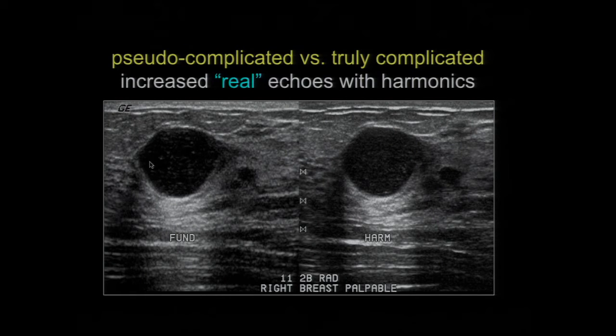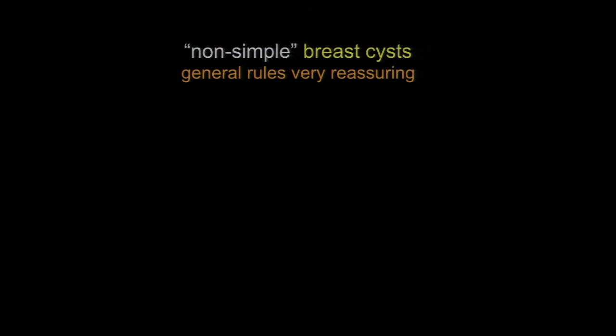Now, when you use these 2 techniques, real echoes build up. So this is a real complicated cyst, and with harmonics, the echoes are greater. So I've had people say, I don't like harmonics, puts echoes in cysts. Well, it's real echoes. You know, I just want to know what's real and what isn't real, and then I'm going to solve the problem from there using elasto or streaming or whatever thing I can.